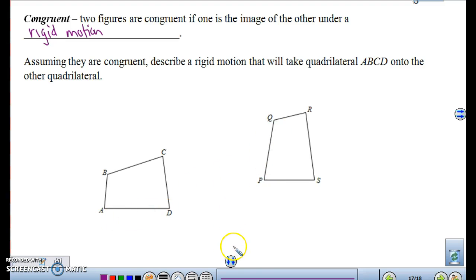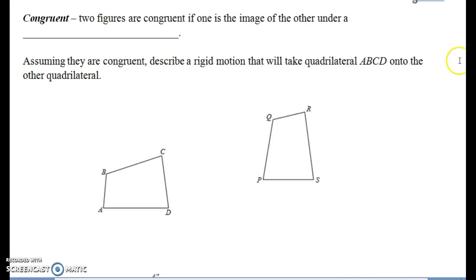So let's see if we can figure out a rigid motion that will do that. We know it's got to turn somehow. If we turn it around like this, it's going to go in the right direction. But that won't put it on top of the other one, so we probably have to slide it as well with a translation and then see what we end up with. We're probably going to have to do a rotation and a translation, so let's see what we can come up with.